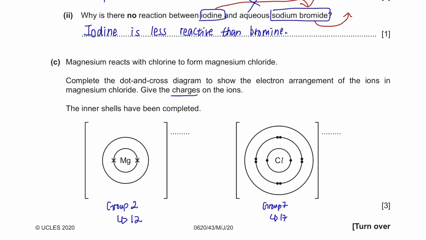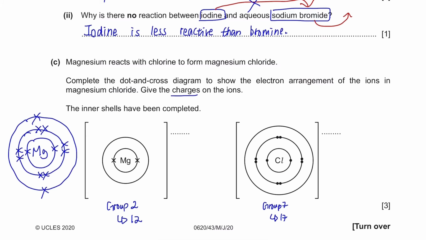So initially, magnesium atom would have looked like this. 2 electrons in the first shell, then 8 electrons and 2 electrons again in the outer shell. Well, to be a stable atom, it will have given away its 2 outer electrons. So this 2 will be gone, and the magnesium ion that we need to draw will only have 2 electrons in its inner shell and 8 outer electrons. It will have a charge of 2 plus.